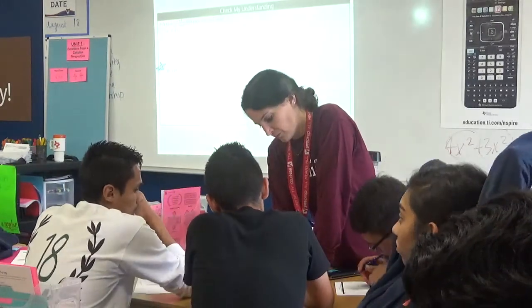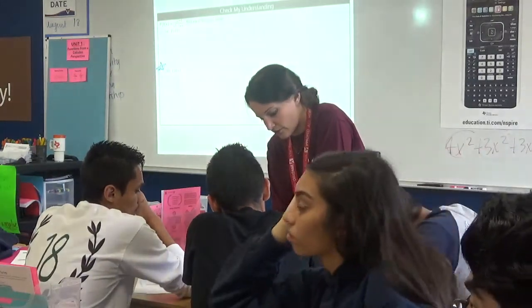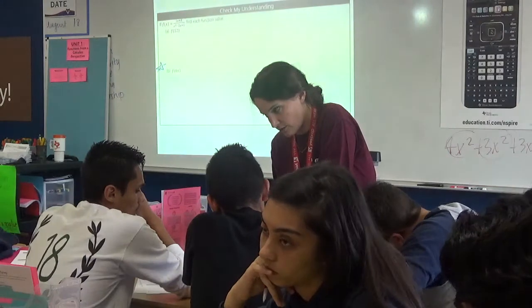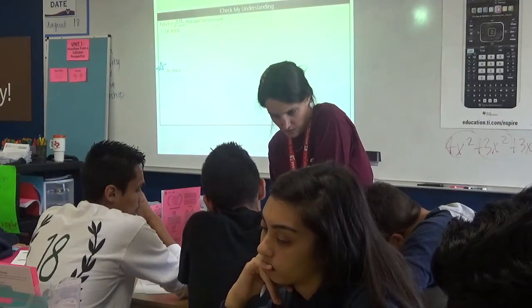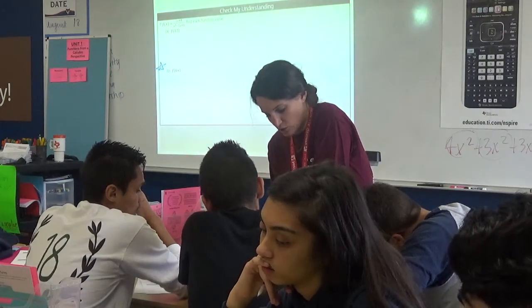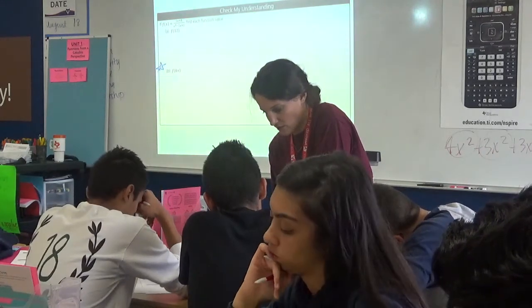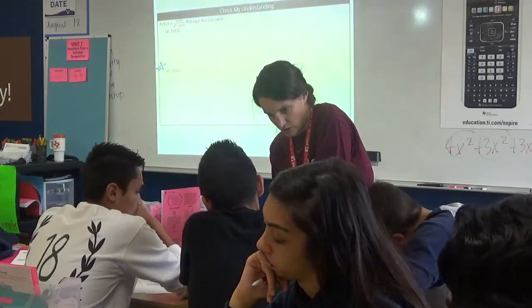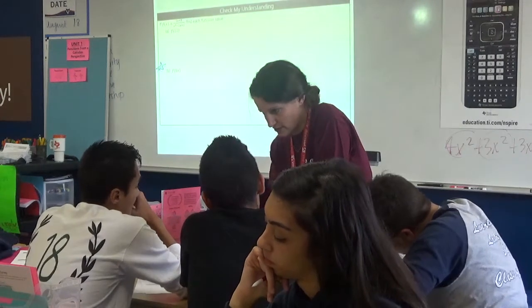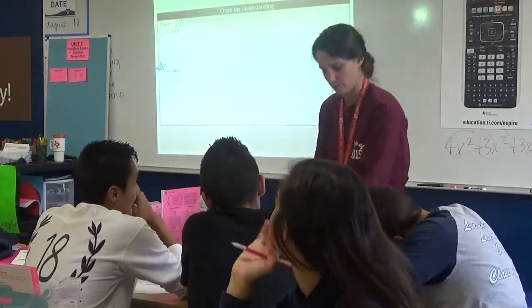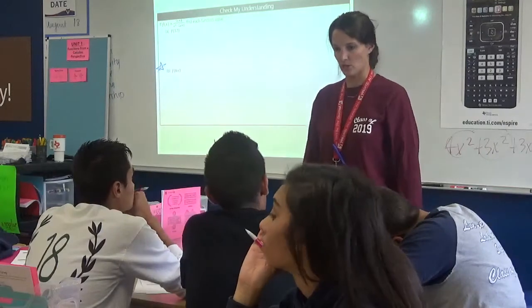From here, you actually have to stop. You can only cancel if this is 12x times 3. You can't cancel across addition or subtraction. You can only cancel factors. So they're going to be fixed multiplication, so you just have to stop. Okay?